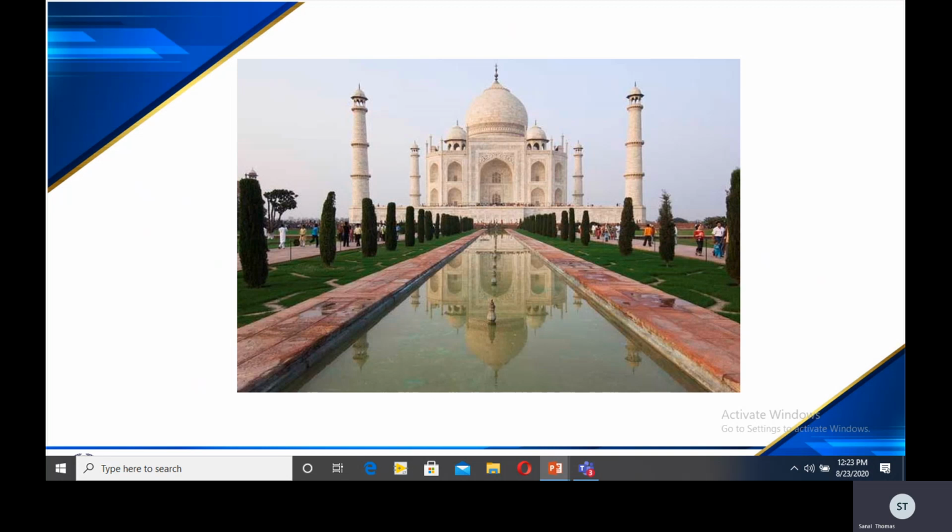It's a picture of Taj Mahal, right? Have you seen this building before? Where is it situated? Who built it and why?